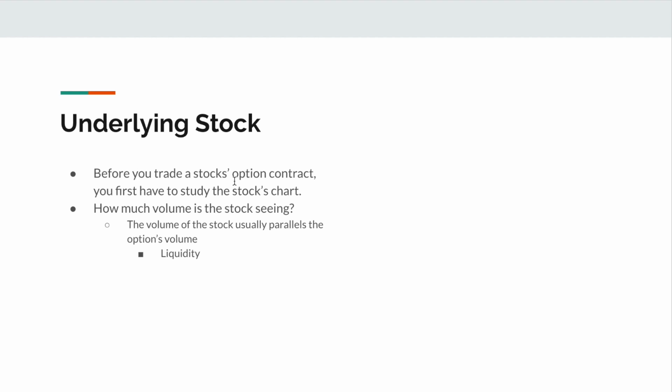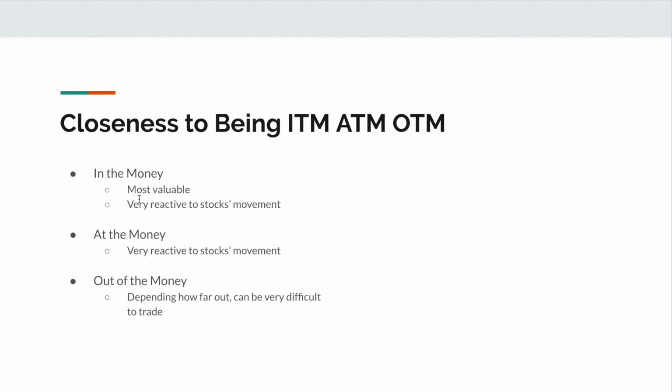Obviously, I look at the underlying stock. What's popped up on my scanners? What's looking good? How is the overall market acting? Second thing to look at is the closeness to being in the money, at the money, or out of the money. In the money options are going to be most valuable. They're very reactive to stock's movements. At the money options are also very valuable and very reactive to stock's movements.